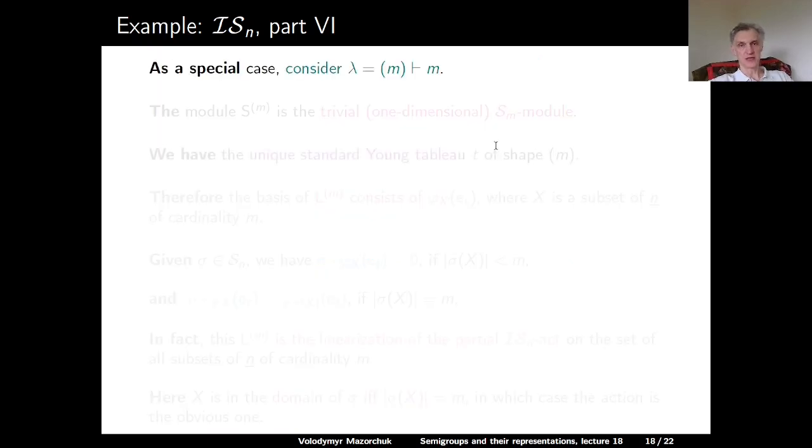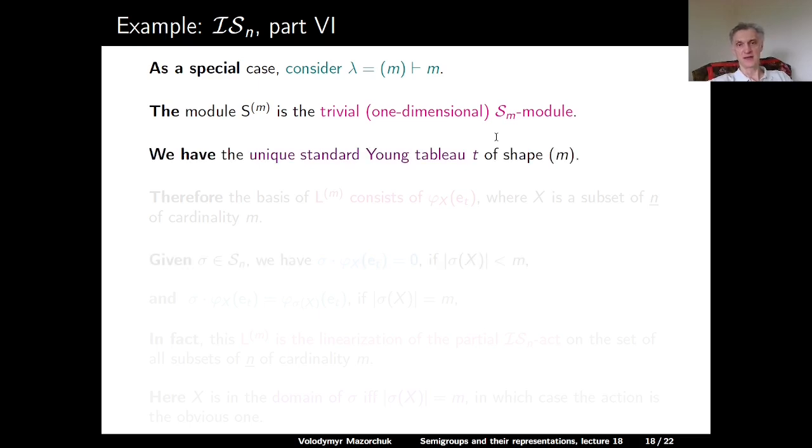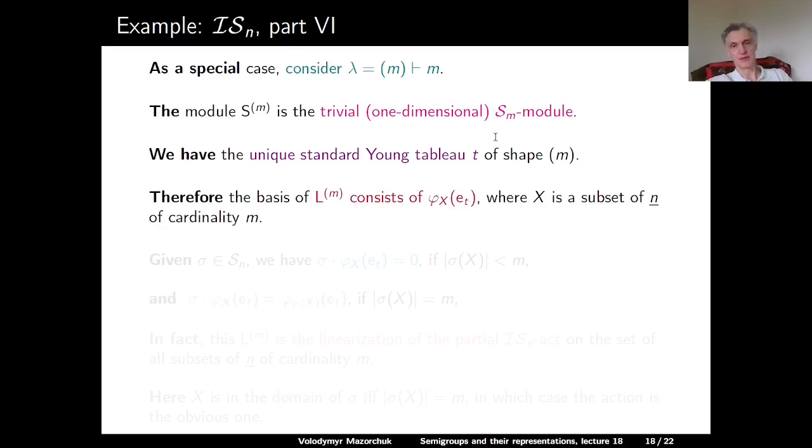Let's look at the special case. Consider lambda to be the partition (m) of m, one part m. Then the module S^(m) is a trivial one-dimensional S_m module. So we have the unique standard Young tableau t of shape (m), and so the basis of L^(m) consists of all phi_X of this e_t, where X is a subset of n underlined of cardinality m.